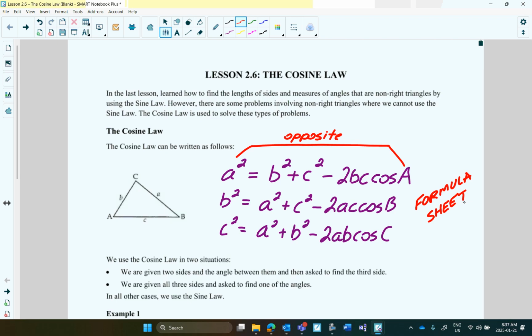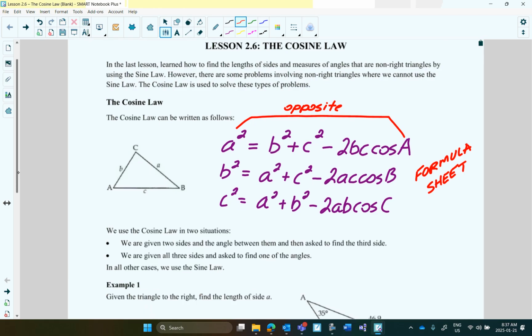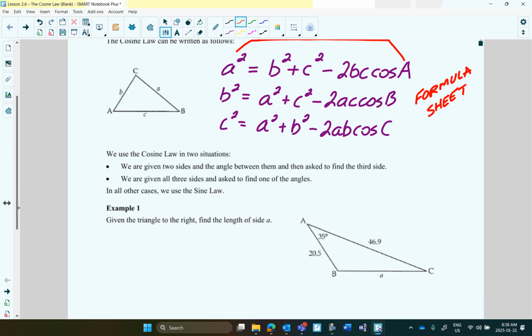When we use the cosine law, there are two situations really. One, we're given two sides, the angle between them, and we're asked to find the third side. So we could be given these two sides and this angle, and then we're asked to find the third side. Or we're given all three sides and we're asked to find one of the angles. Those are the only times we use cosine law.